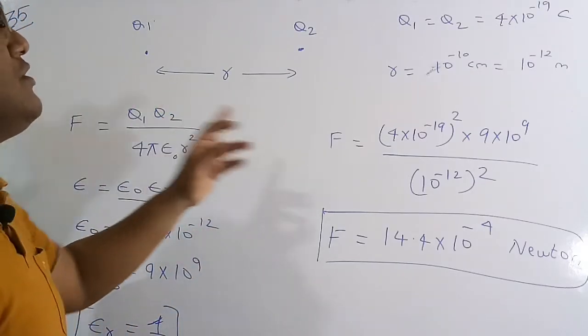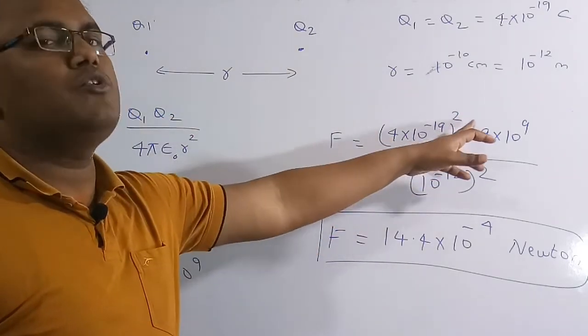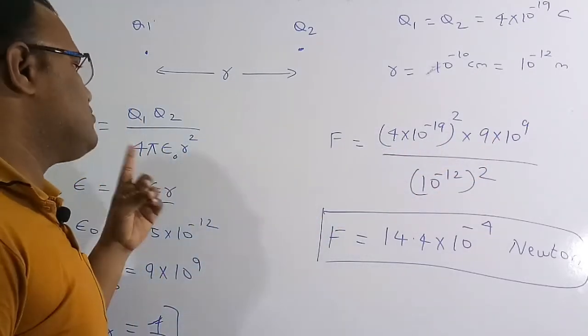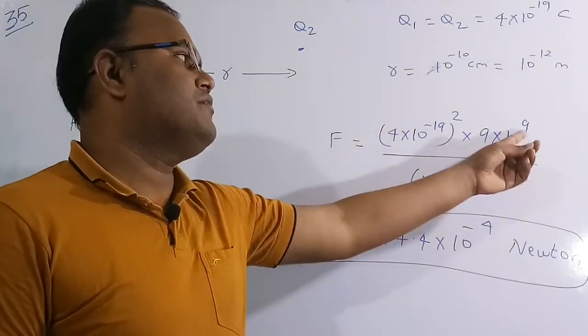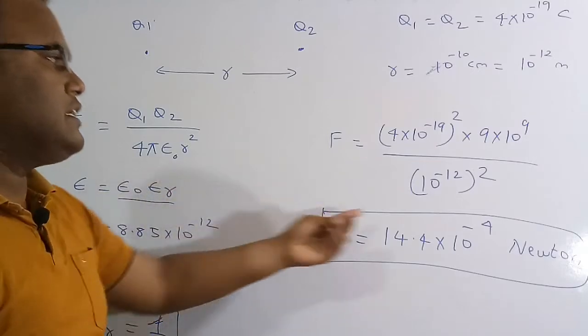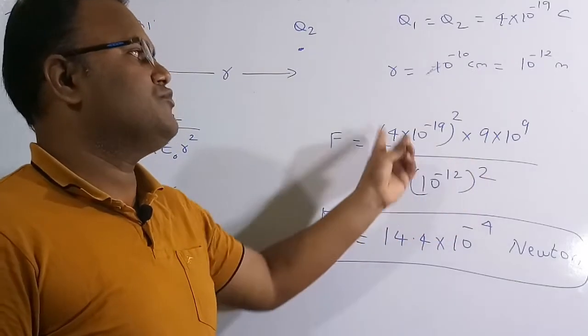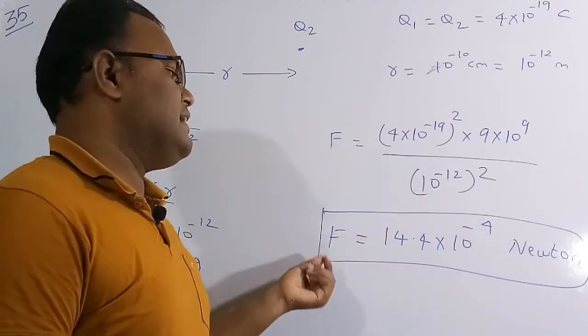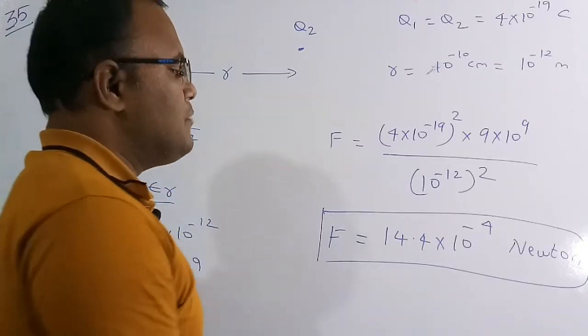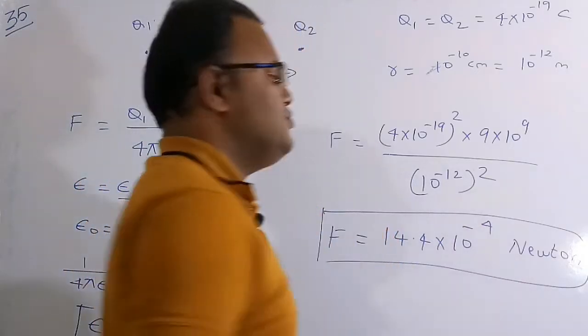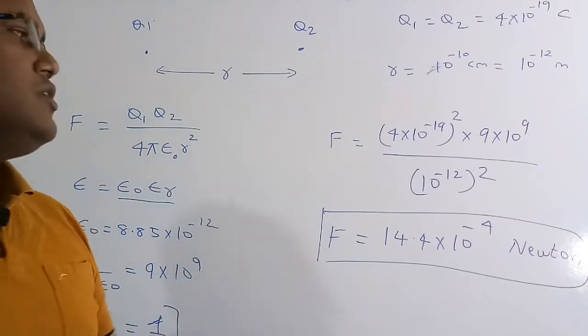So Q1 Q2, which is 4 into 10 to the power of minus 19 whole square, into 1 by 4 pi epsilon naught, which is 9 into 10 to the power of 9, and R value, which is 10 to the power of minus 12 whole square. If you simplify this data, finally we get F is equal to 14.4 into 10 to the power of minus 4 Newton. So this is the correct solution of this question.